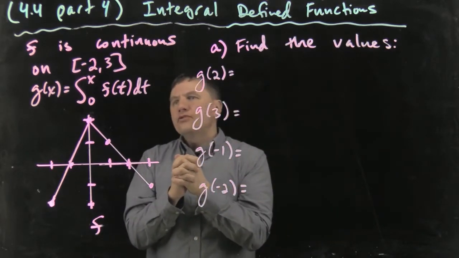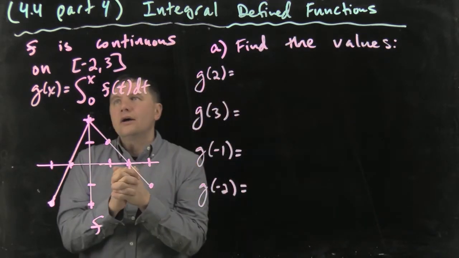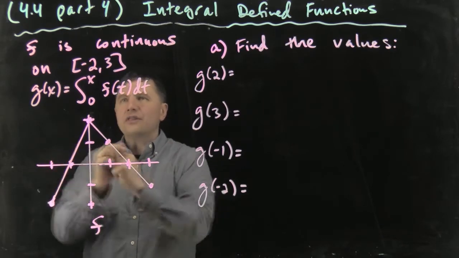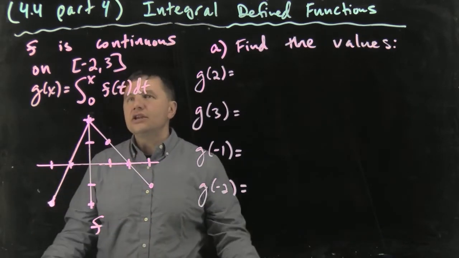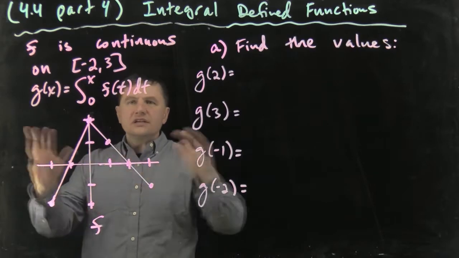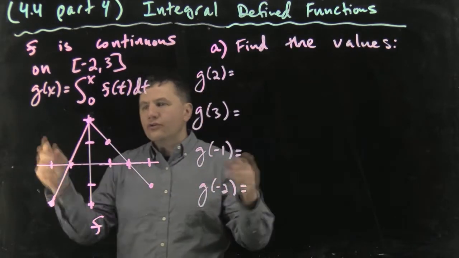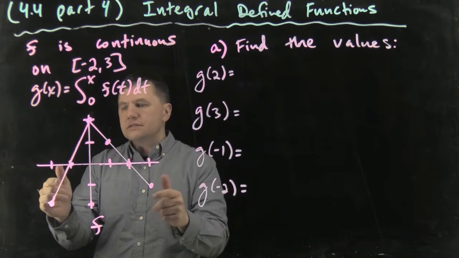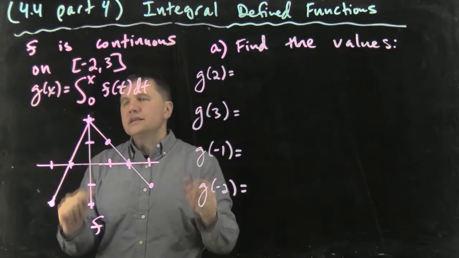Okay, so the first thing is that we're given this function f, the graph of that function, and it is continuous on a closed interval. So this does not go all reals or anything like this. It begins and ends from -2 to 3, and that's it.